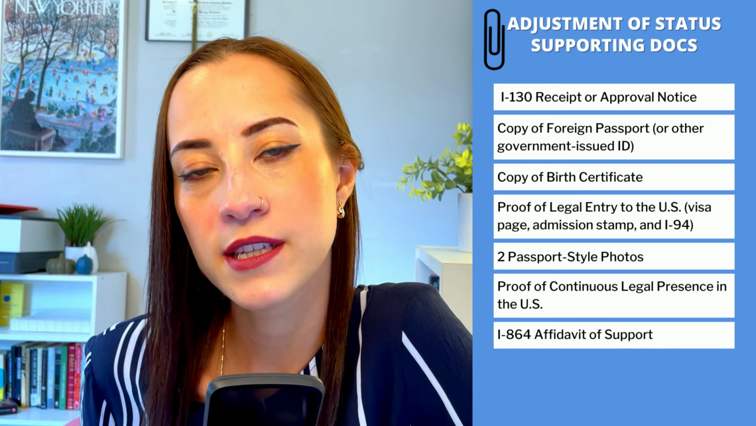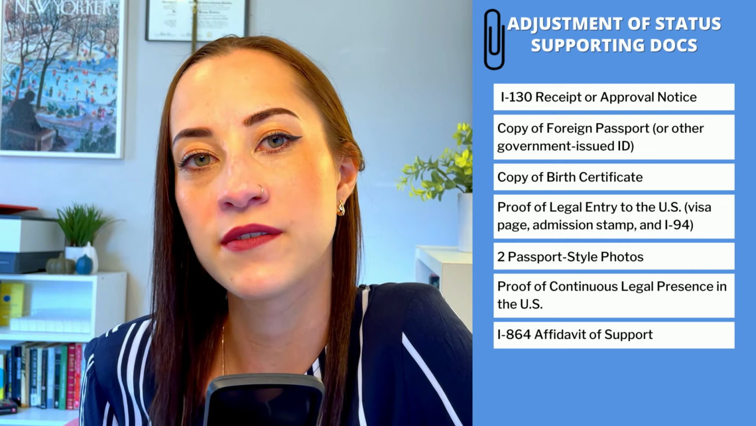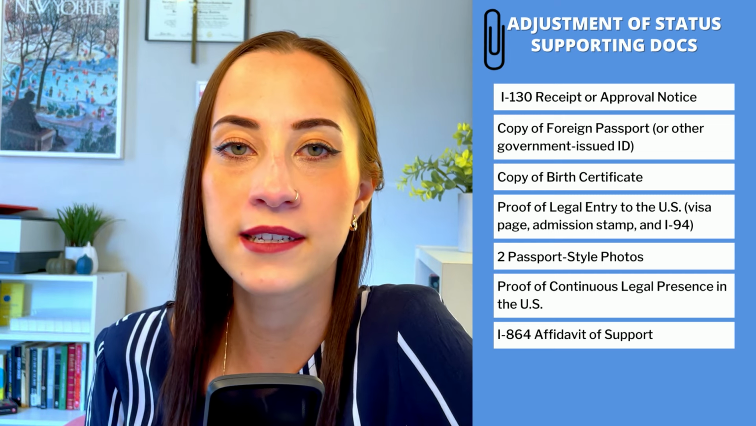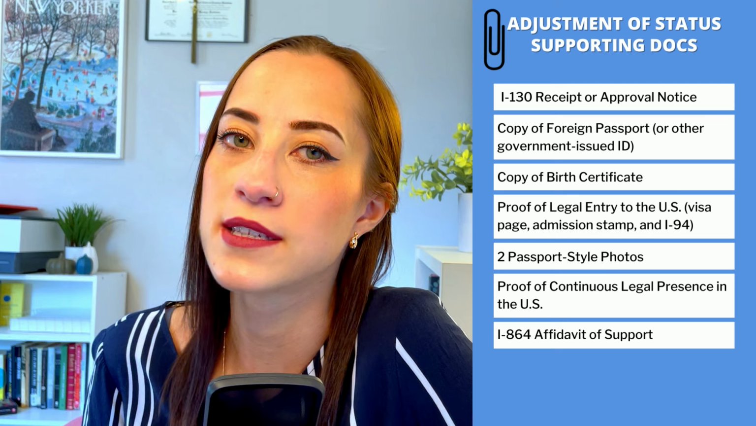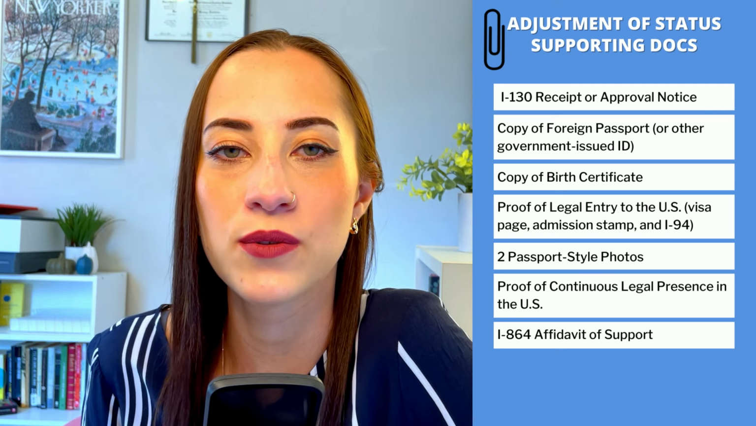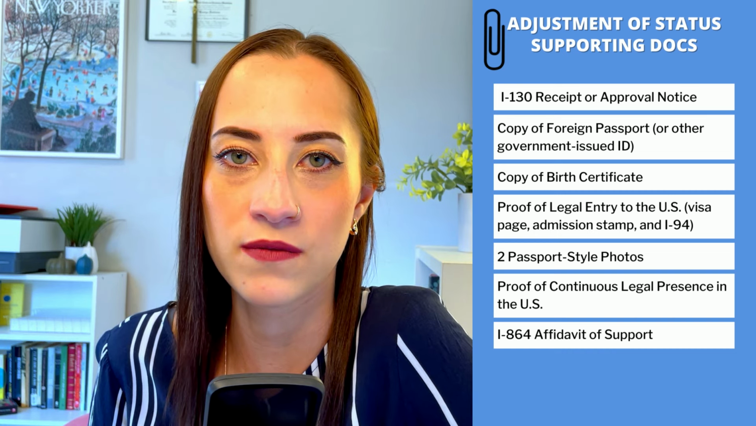The next type of evidence that you will need to submit is proof of your financial support, and that is also known as the Affidavit of Support form, the I-864 form. I'm not going to go into much more detail on this because I have an entire playlist dedicated to the Affidavit of Support. I dive deeply into this form. I discuss every single aspect of this form.